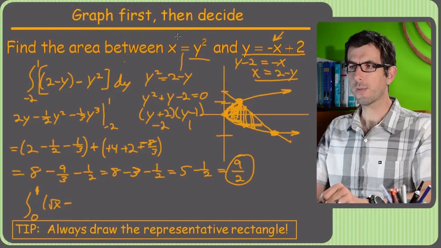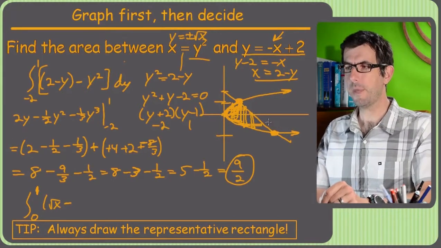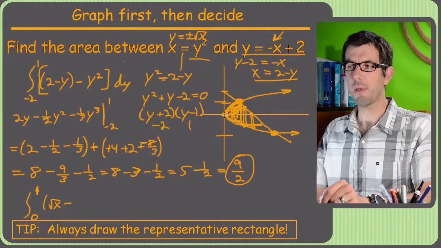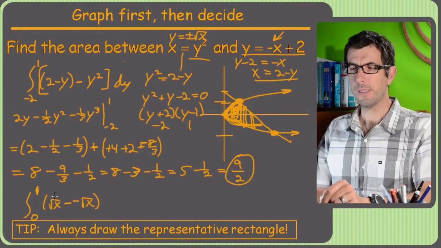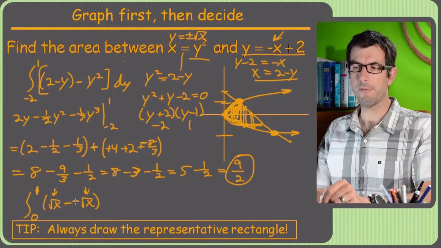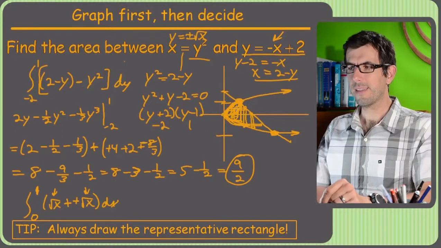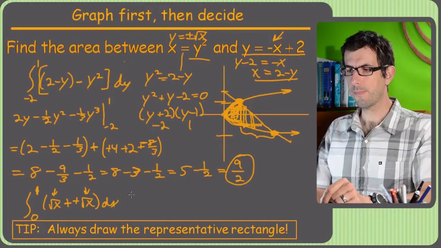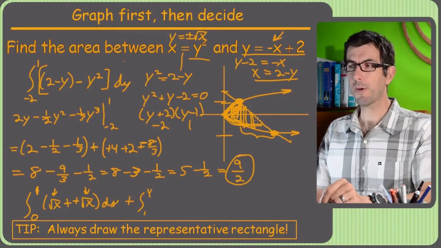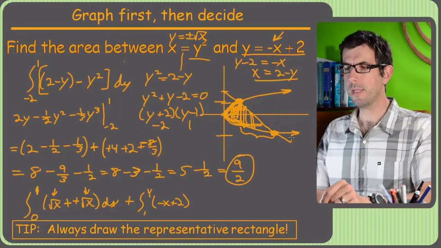Because remember, if x equals y squared, that means y equals plus or minus square root of x. Positive root x is the upper portion of the parabola. Negative root x is the bottom half. So my upper curve is positive root x, my bottom curve is negative root x. But then of course the negatives cancel, so I just get 2 root x. All right, so that's for the left-hand portion, but then the rest of it is from x equals 1 to x equals 4. Now my top curve is the line, which is negative x plus 2. And my bottom curve is the negative root x.